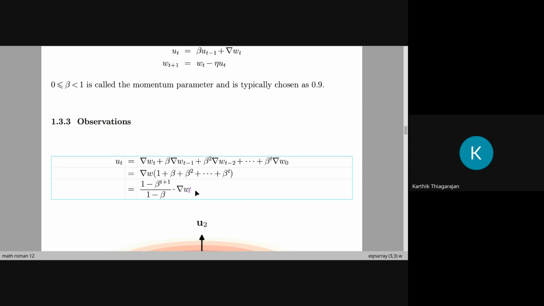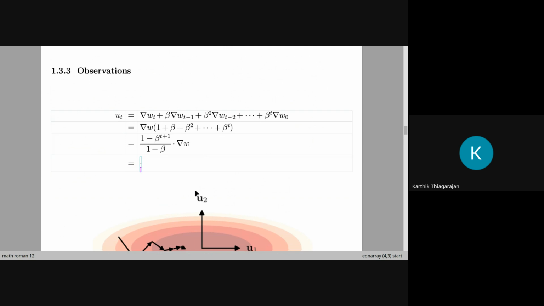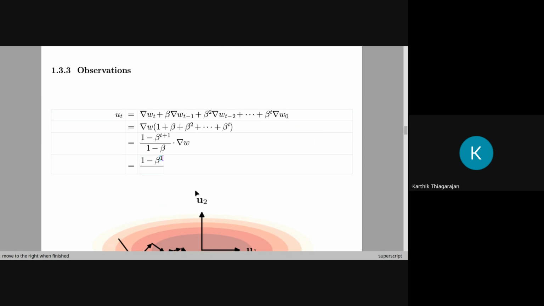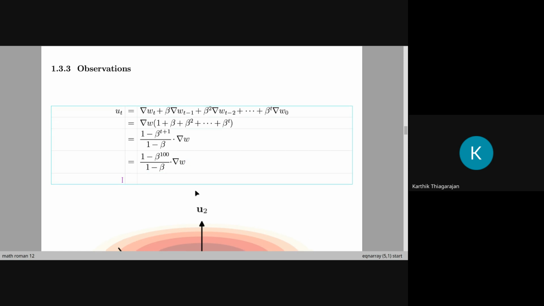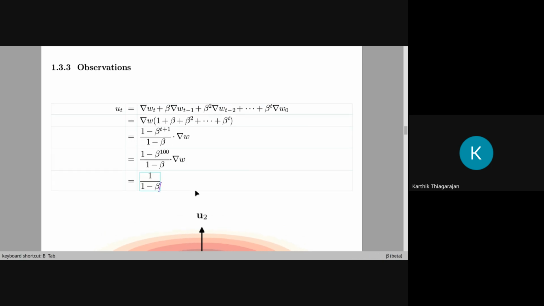So beta is 0.9, t equal to 100, or 99, let's say. What will this become? It will become 1 minus beta power 100. If beta is 0.9, it is going to be near 0, a very small number. So I can as well ignore it when compared to 1. Beta power 100 is going to be a very small number.